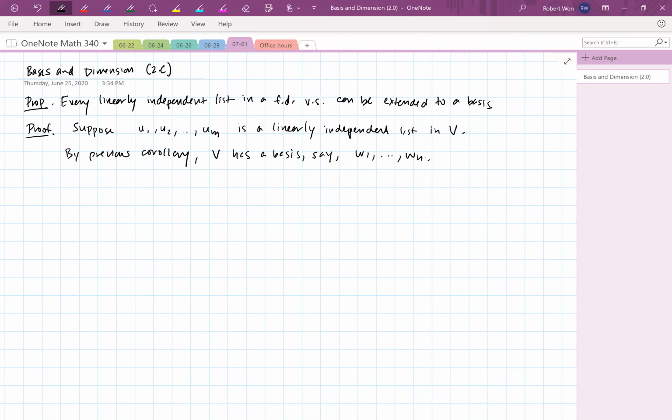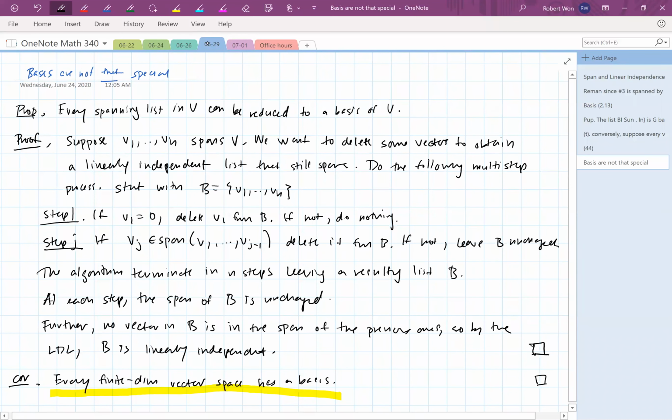Now let's consider the list where you just take all of the u's and all of the w's. This list definitely spans because the w's by themselves span. So this list spans V. And now we can again use the previous result. The previous result says if you have a spanning list, which is exactly what we have, from there you can extract a basis.